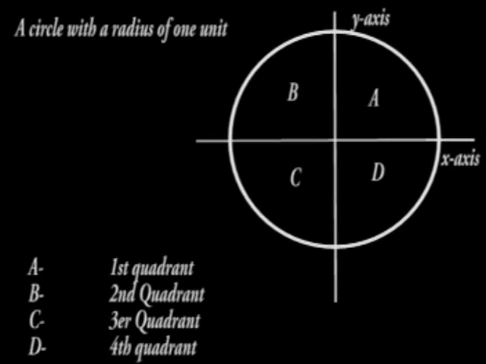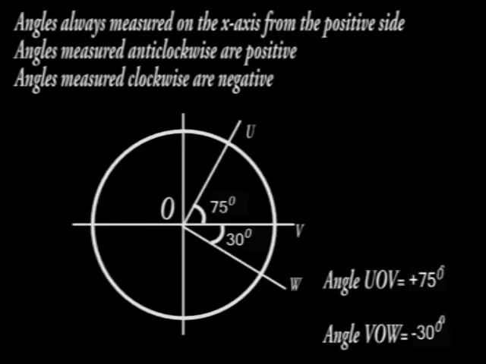On a Cartesian plane, angles are always measured from the positive side of the x-axis. Angles measured anti-clockwise are positive. Angles measured clockwise are negative. This is illustrated below. Angle UOV is plus 75 degrees since it is measured anti-clockwise. Angle VOW is minus 30 degrees since it is measured clockwise.